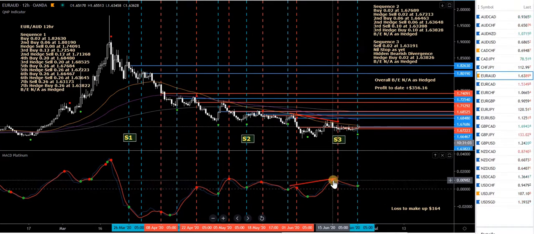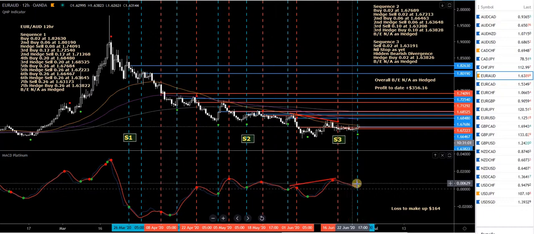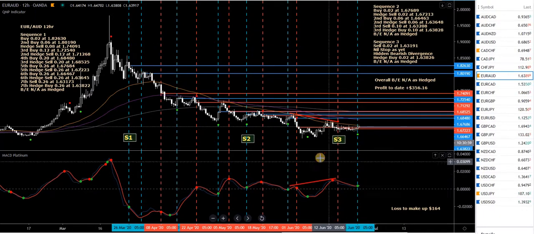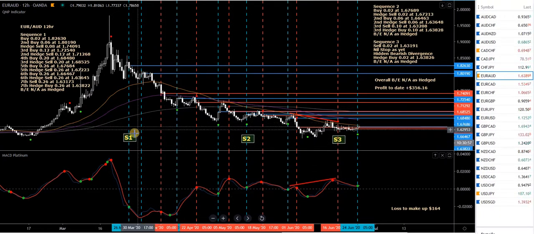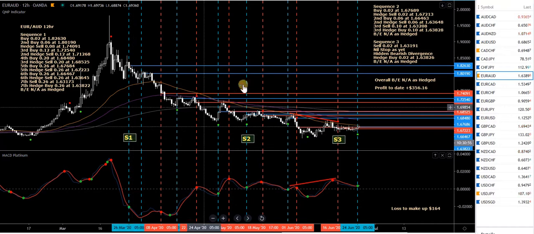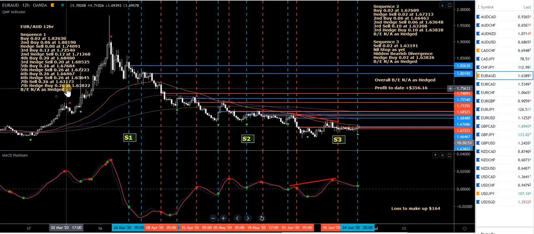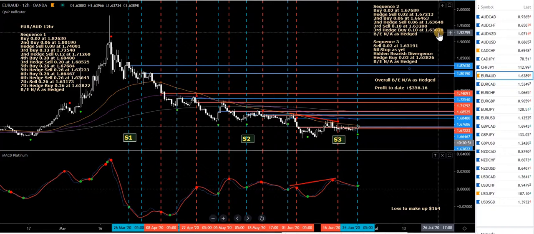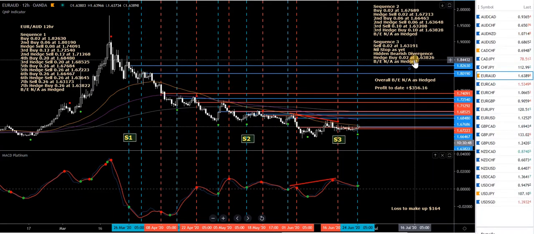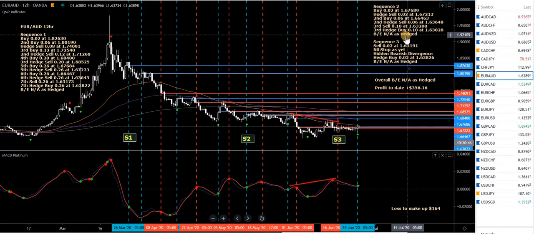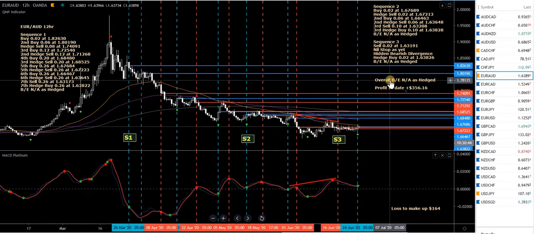It's not a standalone buy signal. The MACD Platinum's above the zero level, so I just have to take evasive action on these sequences. Sequence 1 was a hedge buy. Sequence 2 was a hedge buy. And sequence 3 was a hedge buy. So it hedges all these sequences. Overall break even, not applicable, as everything's hedged.